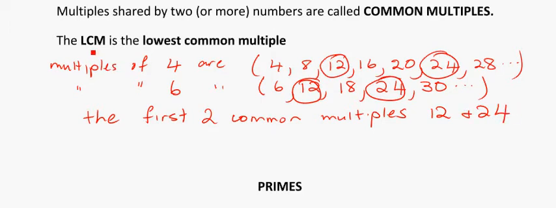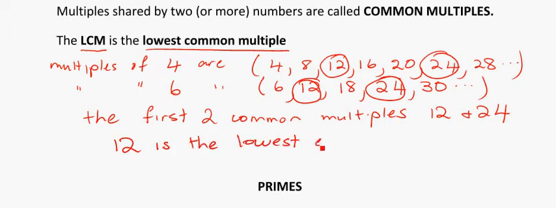Now we're looking for the lowest common multiple. It's often called the LCM. And so for these 2 numbers, 12 is the lowest common multiple because it is the smallest number. It is the lowest number in each group.